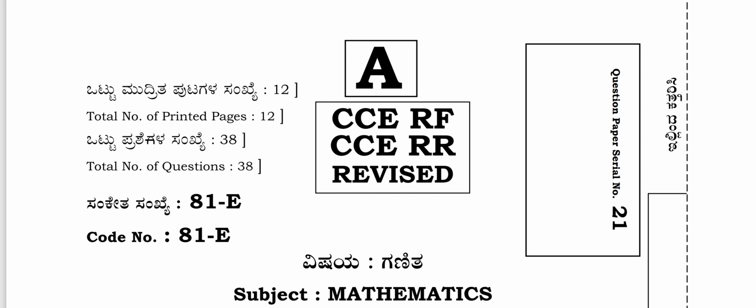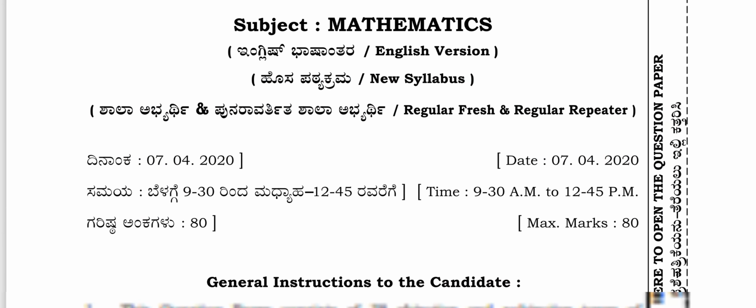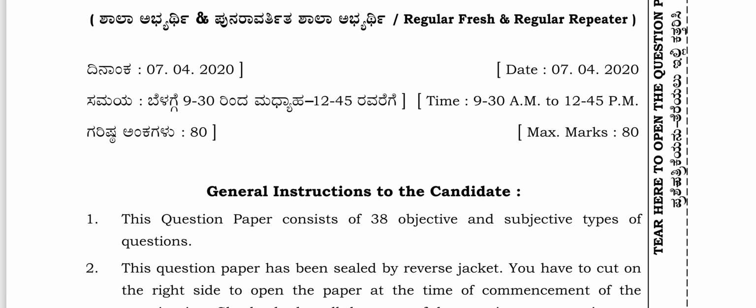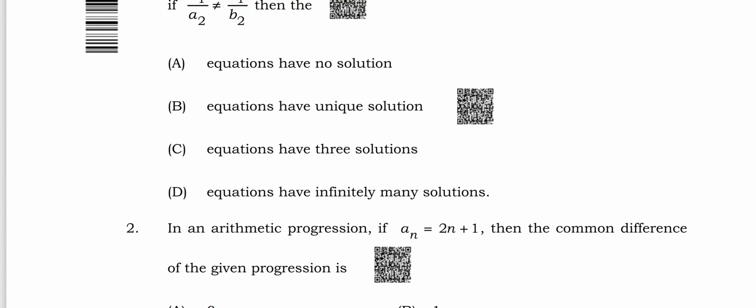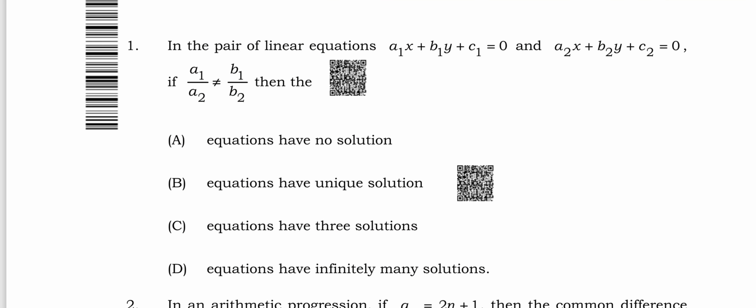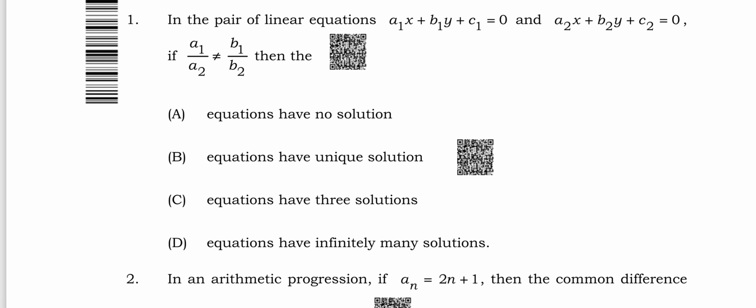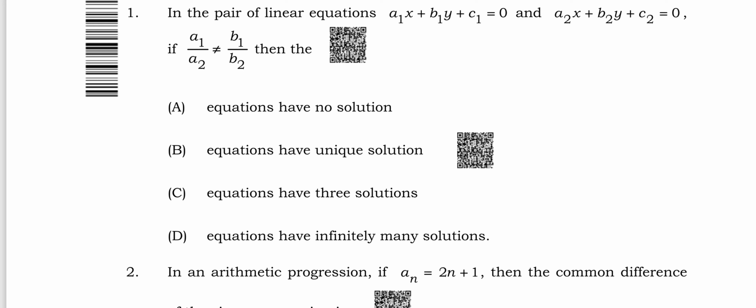Observe it, children. This is your annual paper 2020. As you can see, the first question is just like the one we did in the 2019 final paper. Can you tell the answer for this? If a1x plus b1y plus c1 equals 0, a2x plus b2y plus c2 equals 0, and a1 by a2 does not equal b1 by b2, then the equations have no solution, a unique solution, 3 solutions, or infinitely many solutions. Now what revision or preparation is required to answer such questions?